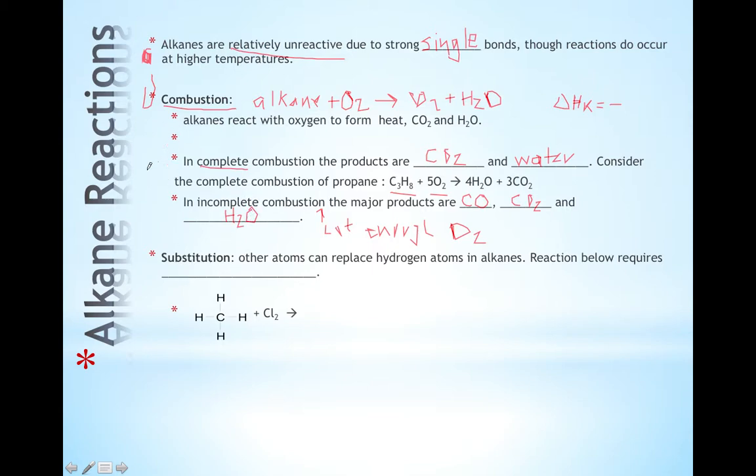The other type of reaction that you're going to see is a substitution reaction. Other atoms can replace hydrogen atoms in alkanes. The reaction below requires UV rays or UV light. When a reaction requires a condition for it to occur, but that condition is not used up in the reaction, we put it on top of the arrow. So here I will put UV on top of the arrow to show that it is required for the reaction to go, but that it is not part of the reactants or products.